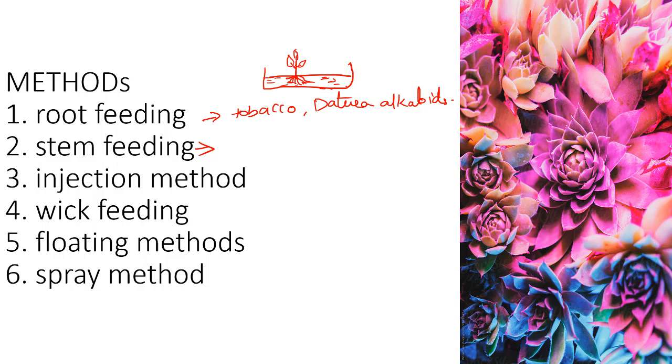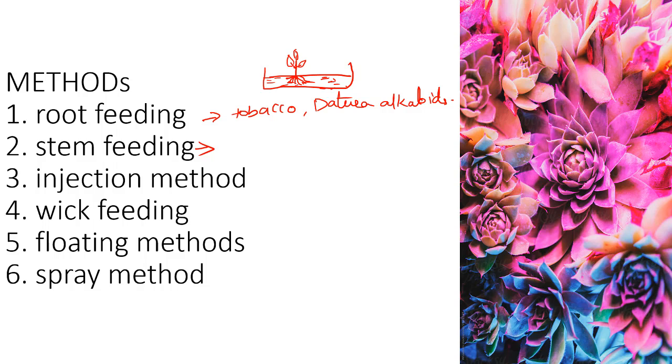Direct injection is the easiest way of introducing radioactive isotopes. We take the radioactive isotopes and inject them into the stem. The examples of direct injection are Amplifferous and opium.